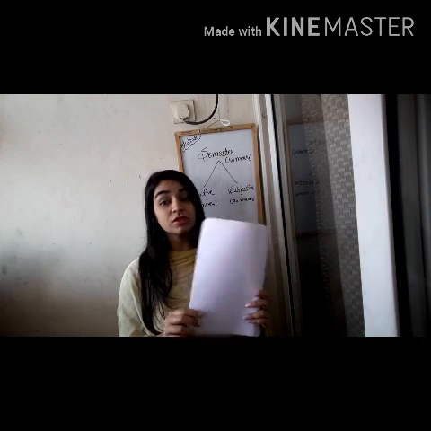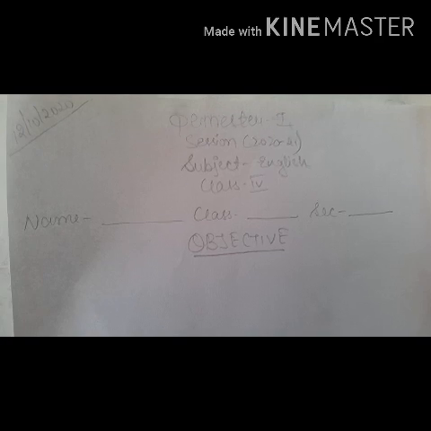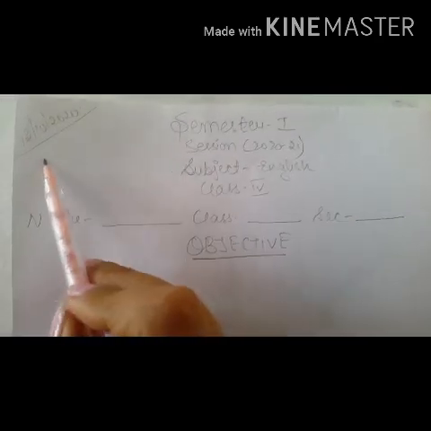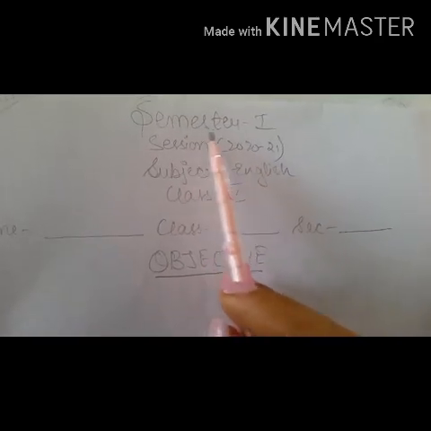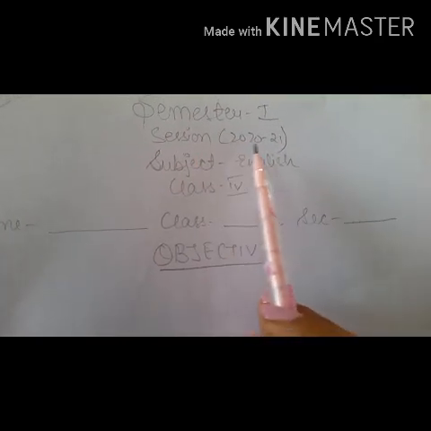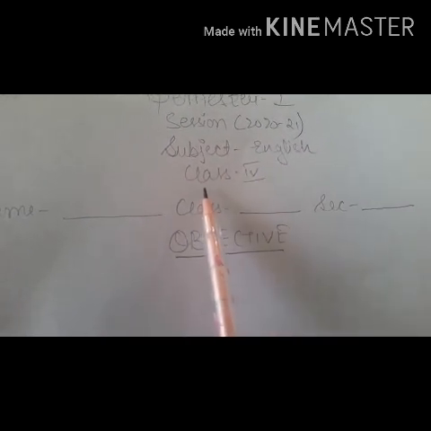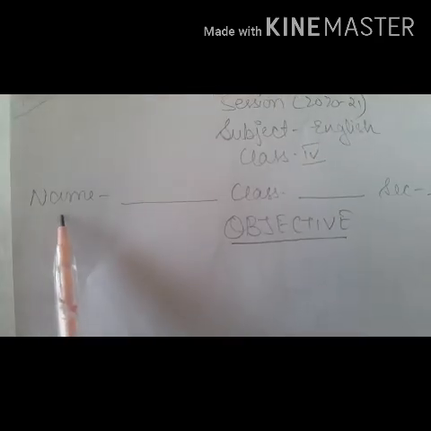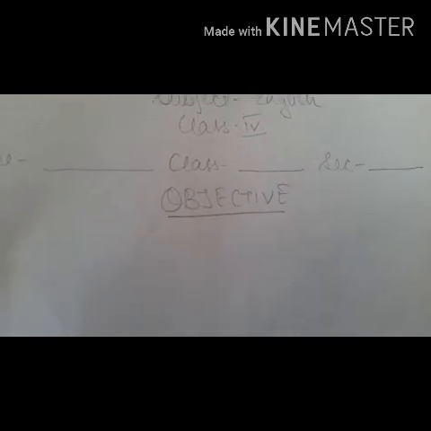For your exams, you have to arrange a few A4 size sheets. You can use plain sheets or ruled sheets, it's up to you. Now let's see what we have to do with these sheets. First of all, you will mention the date of your exam, then write here semester 1, session 2020 to 21, then write your subject, English. Here you will write class 4, and here name, class, section, and here you will mention objective.